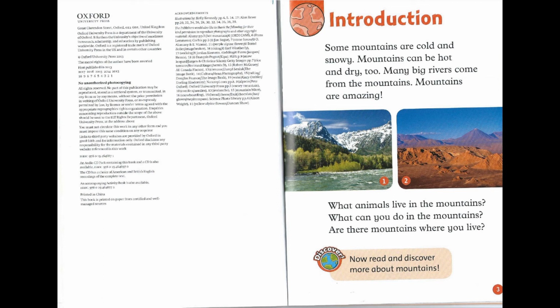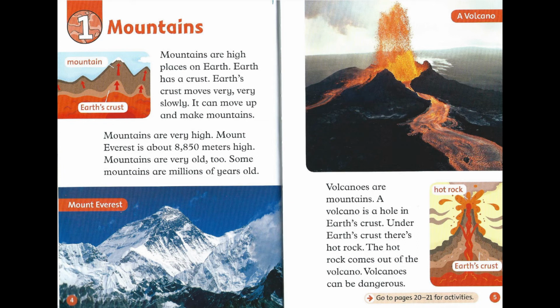Discover. Now, read and discover more about mountains. Chapter 1. Mountains. Mountains are high places on Earth. Earth has a crust. Earth's crust moves very, very slowly. It can move up and make mountains.